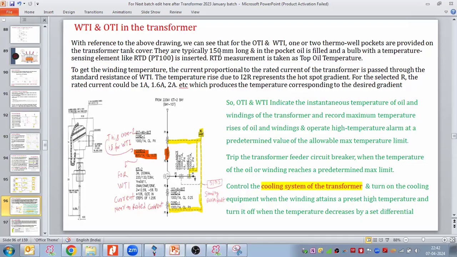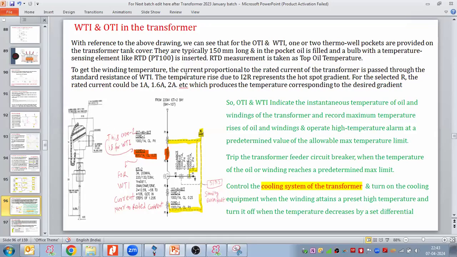They are typically 150 millimeter long, and the pocket is filled with oil, and a bulb with a temperature sensing element like an RTD, where PT100 is the model of RTD, is inserted. The RTD measurement is taken as the top oil temperature. So this RTD is sensing the top oil temperature.